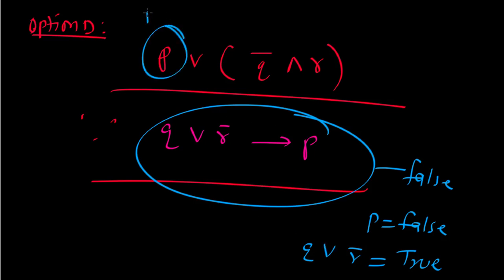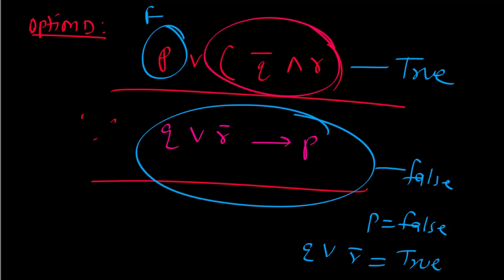Now P is already false. Remember, P is already false. Now I will try to make it true. Can I make it true? Remember, Q or R bar is true. Then can I make this true? Let me check this. How to make this true?